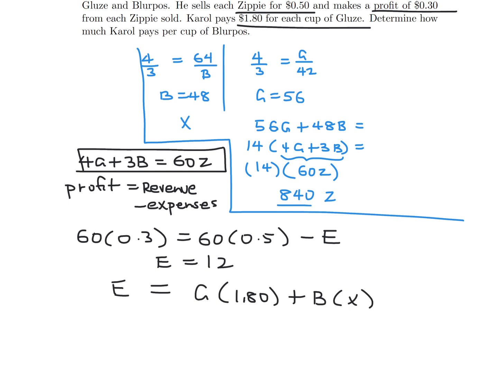And I've calculated this with these numbers, so 4 and G. So 12 is equal to 4 times 180 and 3 times X. And therefore, 3 times X is 4.8, and therefore X is 1.6. So 1.6 is the price that Carol pays per cup of blurpos.